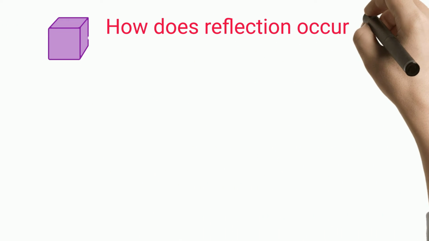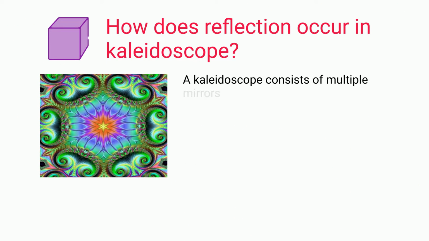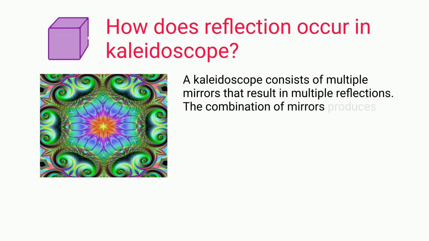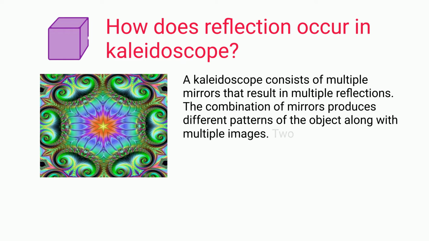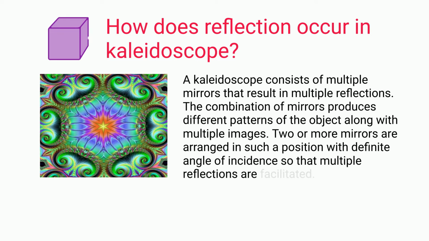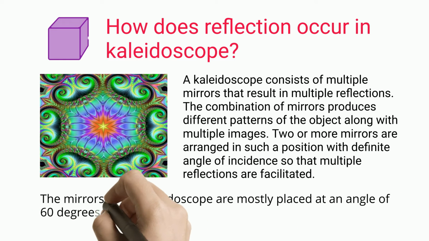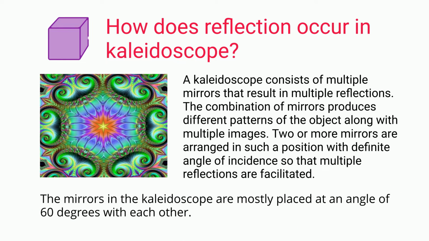How does reflection occur in a kaleidoscope? A kaleidoscope consists of multiple mirrors that result in multiple reflections. The combination of mirrors produces different patterns of the object along with multiple images. Two or more mirrors are arranged in such a position with a definite angle so that multiple reflections are facilitated. The mirrors in the kaleidoscope are mostly placed at an angle of 60 degrees with each other.